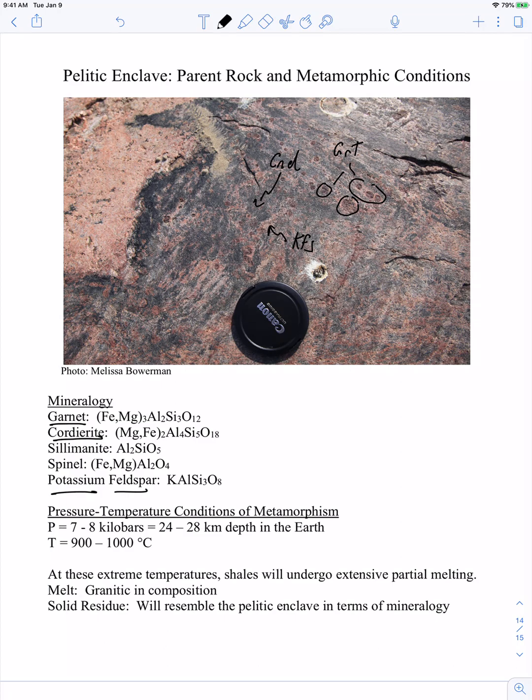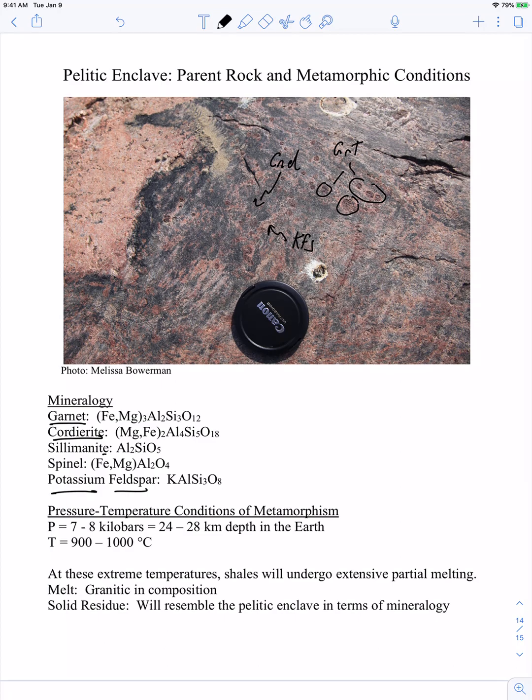If you look at this rock under a microscope, there are several other minerals that you can pick out. There's the mineral sillimanite, and there's the mineral spinel. Now, I've given you the chemical formulas for all of those minerals. Don't worry about the details of it. The only point I want to make with the chemical formula is that all of these minerals, and in particular the first 4, are rich in the element aluminum, or Al.